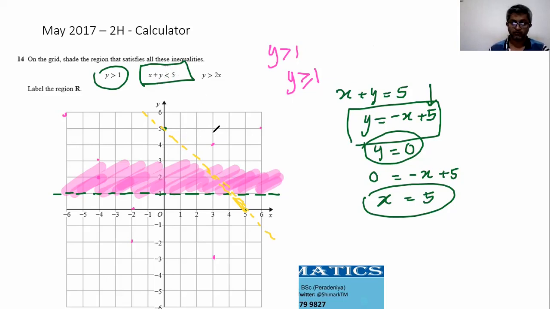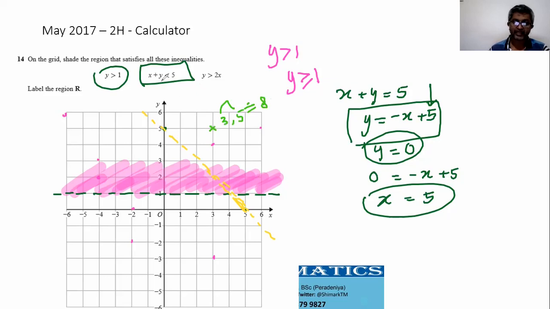Now just check a point. If you shade on the top side, you check the opposite side, the bottom. I'll just check this point. Here x is 3, y is 5. Together, x plus y is going to be 8.